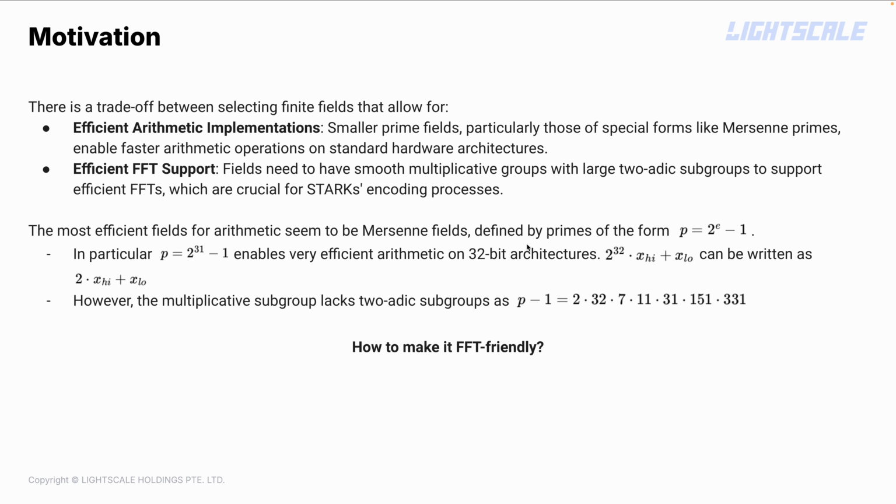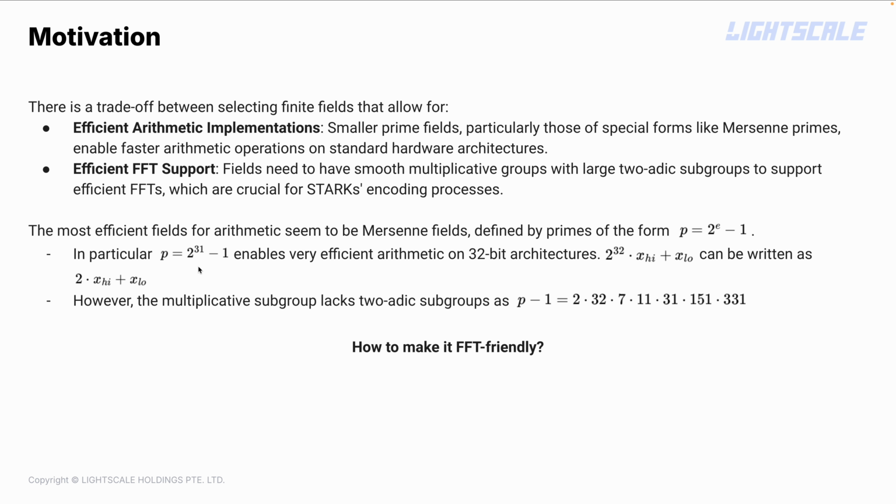And the Mersenne field, of the form 2 to the power of v minus 1, is efficient, but the problem is the two-adic multiplicative subgroup. There are not enough two-adic multiplicative subgroups. In 32-bit architectures, we can have very efficient arithmetic. For example, we can separate the high and low parts, and then this part is just modulo 2 to the p.